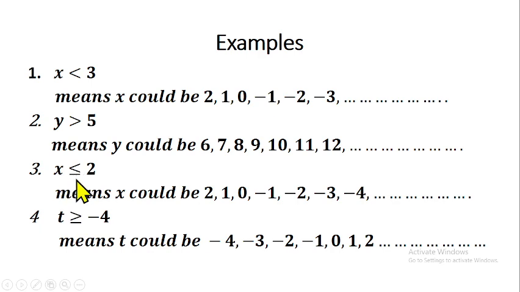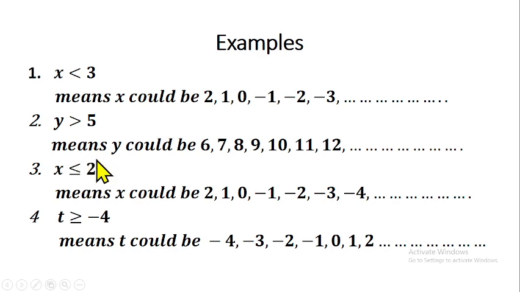It could be less than or equal to. S could be less than 2 or equal to 2. That was the meaning of this one. So I can say that this is the range of values of x that is less than or equal to 2. That's the meaning of this statement.